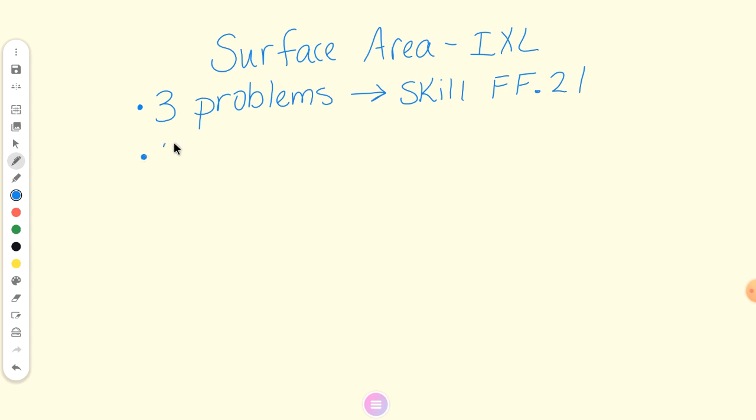After you complete 3 problems, you will switch skills and just do 2 problems in skill FF.23. FF21 is cubes and rectangular prisms. 23 is triangular prisms, okay? If you miss one, I don't want you to just click got it and move on. I want you to actually figure out what you're doing wrong. I'm only giving you 5 problems. I'm not doing the quiz thing. I'm just letting you do 5 problems.